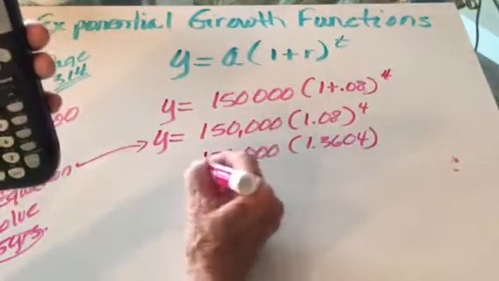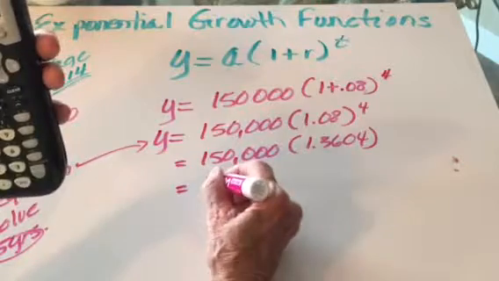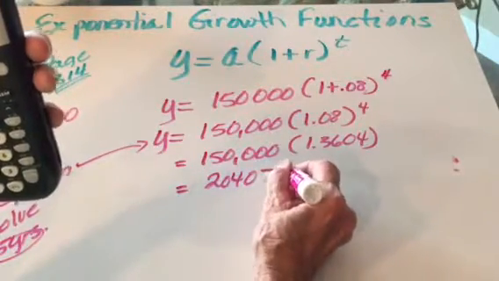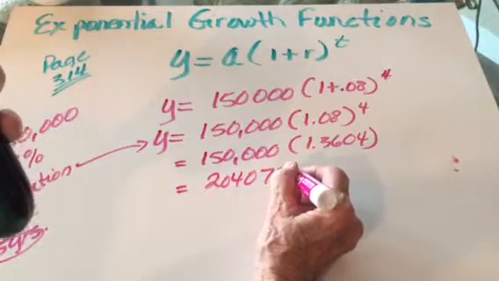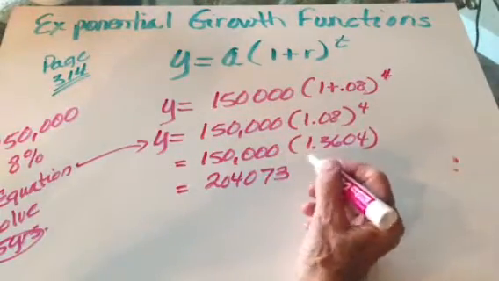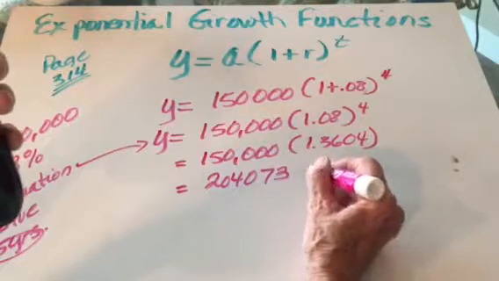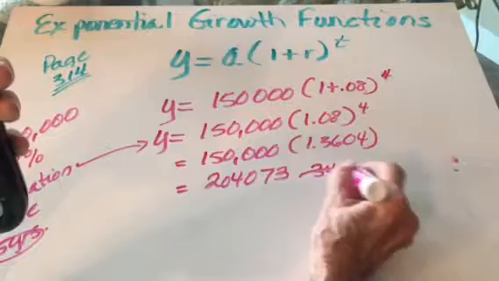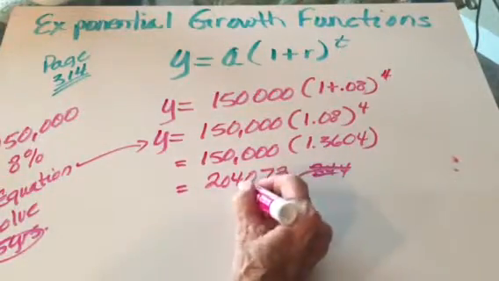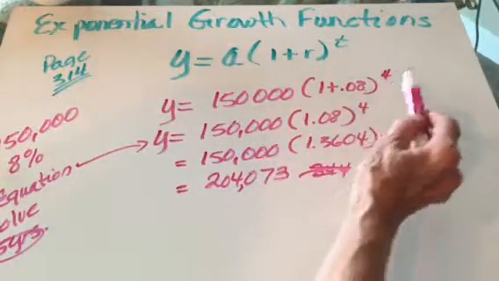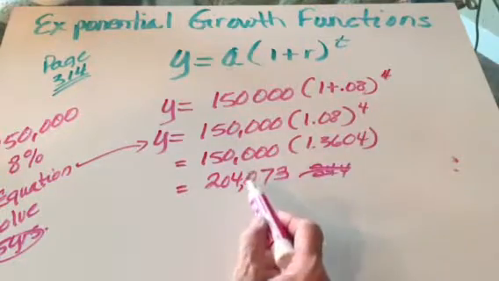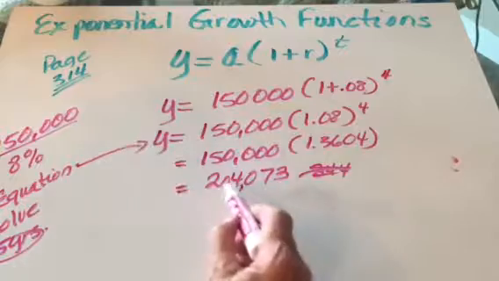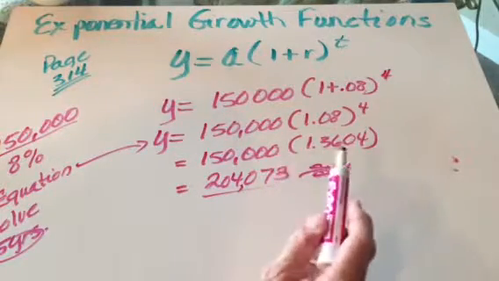And this is going to equal 204,073 people. And then there's 0.344, but I don't have to put that down. I'm just going to take that off. All right, guys. So after 5 years, which really is the fourth power, they're assuming this crowd will grow from 150,000 to 204,000.